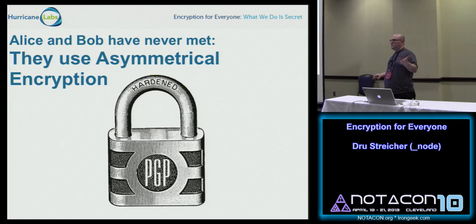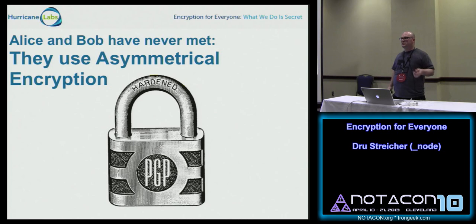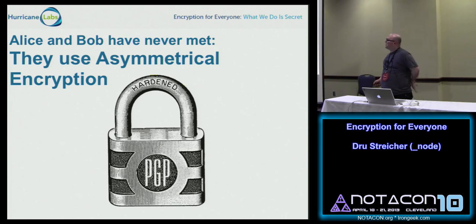They've never met. Somehow they're soulmates. And they want to get this message across, but they've never met. So how can they agree on a password when they don't know each other? They're going to use something called asymmetrical encryption. The greatest example of this is called PGP.